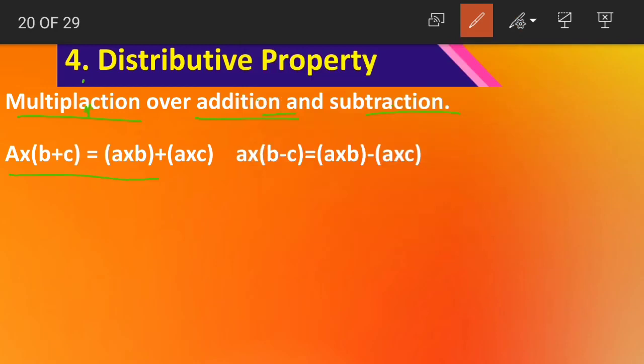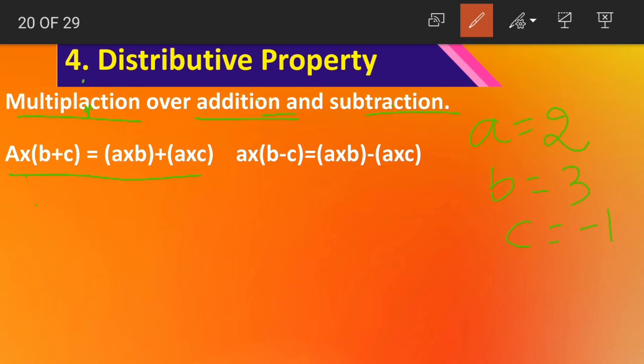First condition is multiplication over addition. Let us take three integers. Again, a is equal to 2, b is equal to 3, c is equal to minus 1. Okay children? Okay class? a is equal to 2, b is equal to 3, c is equal to minus 1.